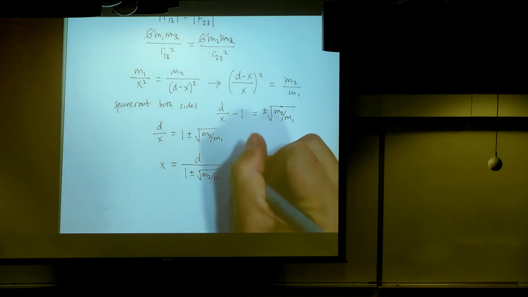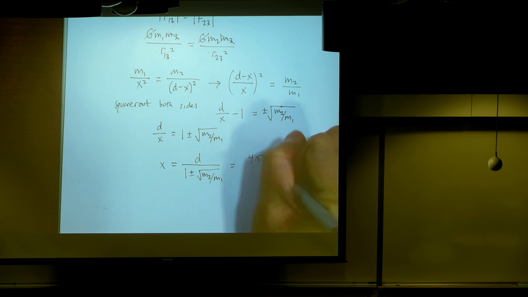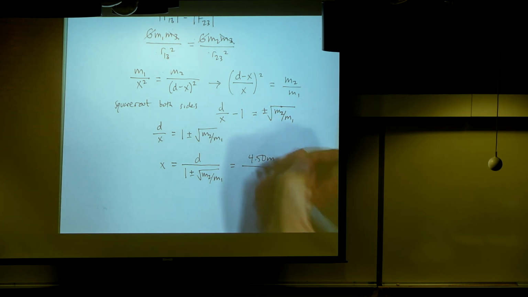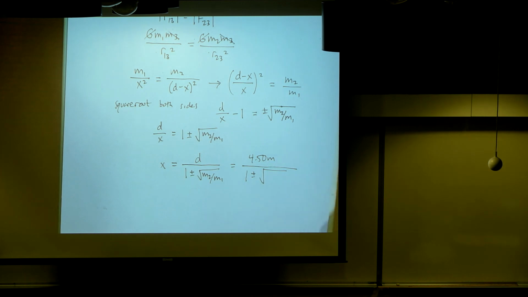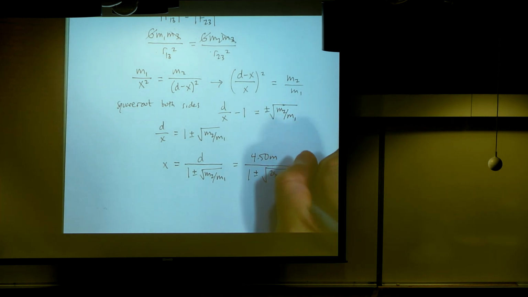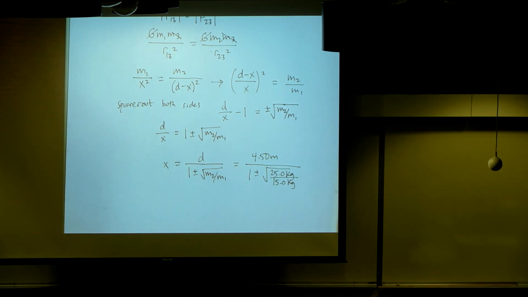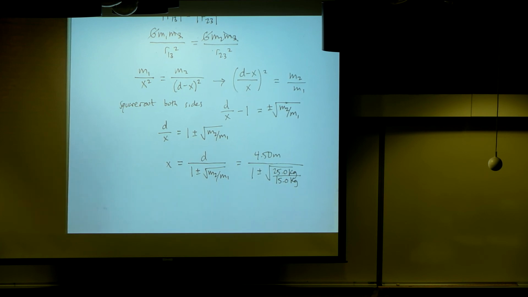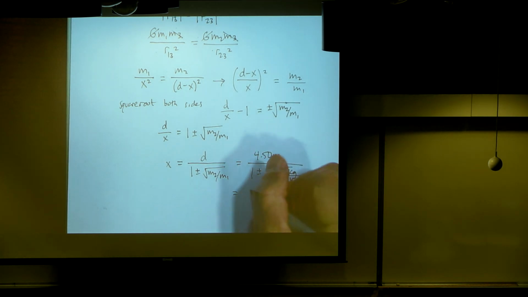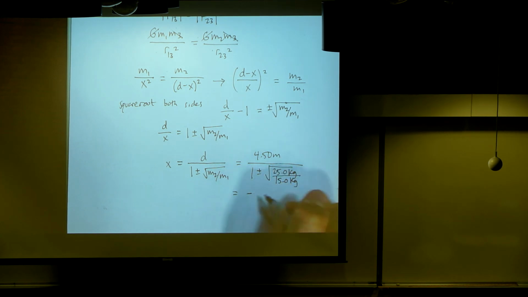So now we'll just put the numbers in. D is 4.5 meters. And then we have 1 plus or minus the square root. Okay, m2, that was 25 kilograms. That was the mass m2. Mass m1 was 15 kilograms. Punch these numbers into your calculator, you're going to find that if you choose the negative sign, you'll get negative 15.5 meters. If you choose the positive sign, you'll get 1.96 meters.